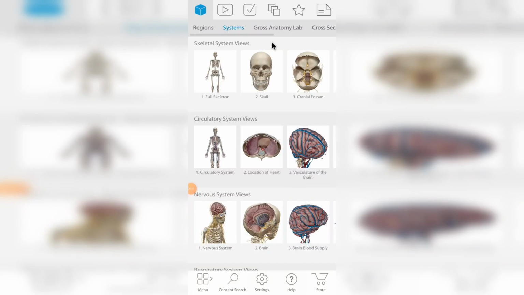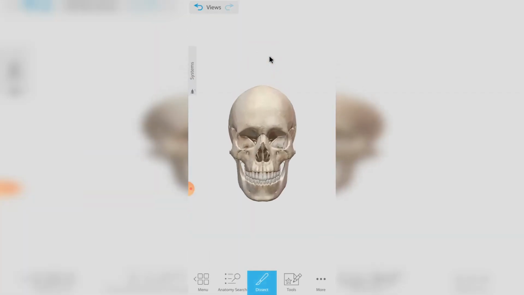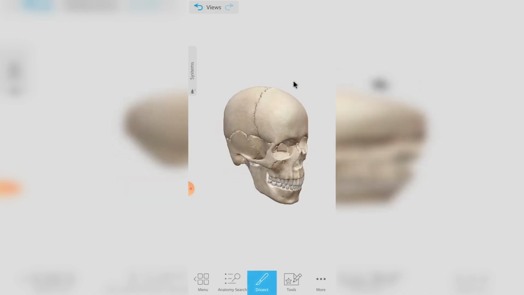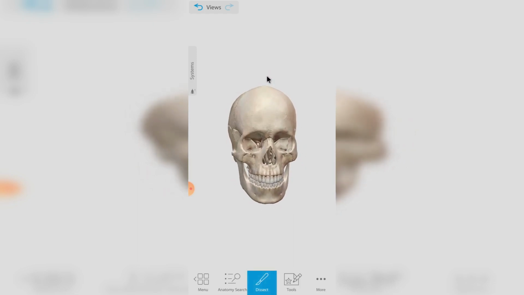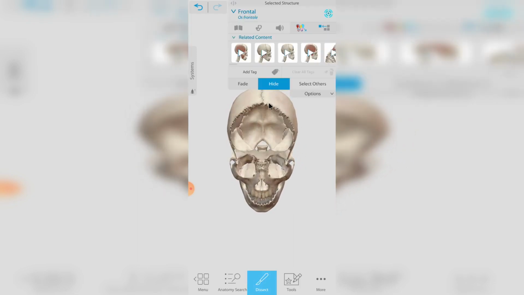Hi guys, in this video we are going to discuss the skull bones and the important fontanelles. For proper understanding of the osteology of the skull, we divide the skull into two regions: the facial region, or facial skeleton, and the cranial skeleton. In the cranial skeleton, the anterior most bone is called the frontal bone.